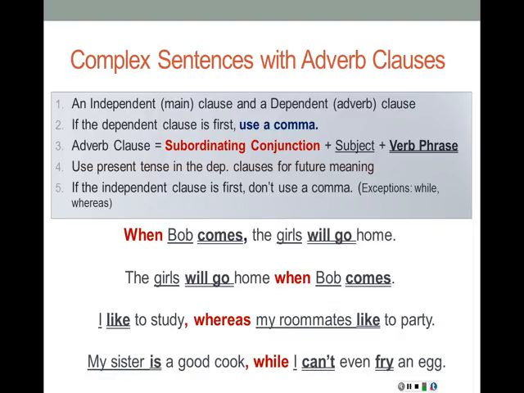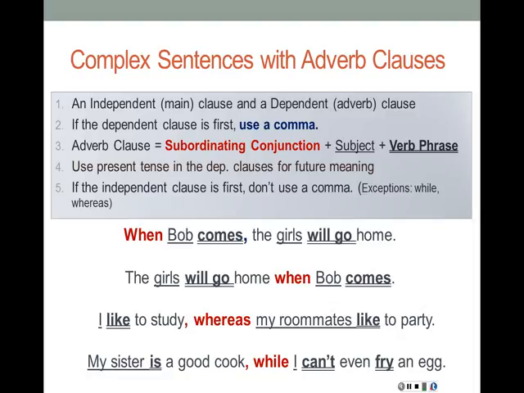The first rule: when the complex sentence is about future time, the adverb clause verb phrase should use some form of present tense. You can use simple present, present continuous, or present perfect. See the example about Bob. When Bob comes, the girls will go home. So the main clause is the girls will go home, and that's about the future.